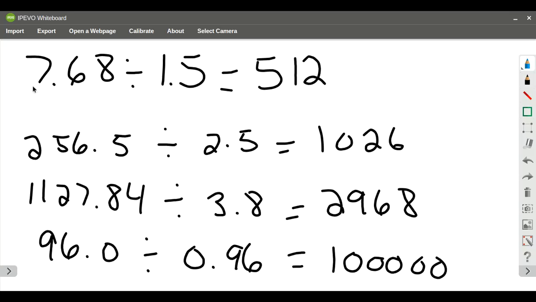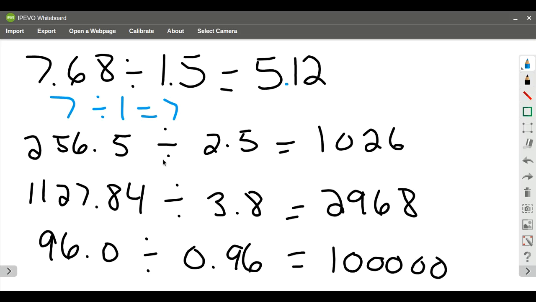Okay, so let's go through and take a look at this. First thing I have is 7.68 divided by 1.5. The dividend is greater than the divisor, so my answer is going to be greater than 1. So it's not going to be 0.512. If I do 7 divided by 1, that gives me 7, so the answer that's near 7 is 5.12. That's going to be the best place to put the decimal.